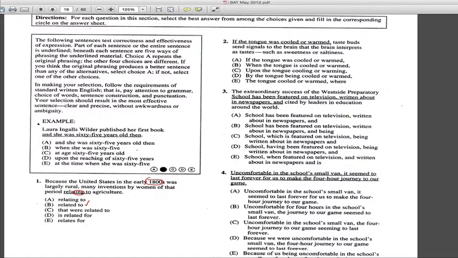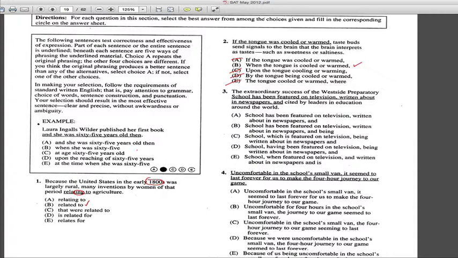If the tongue was cooled or warmed, taste buds send signals to the brain, such as sweetness. So, when the tongue is cooled or warmed, comma, taste buds send. When does it send? When it's cold or when it's warmed. So I'd say even here, you don't say "upon". Cancel that out. That does not make sense, so the best option here is answer choice B. Let's go ahead and move on to the third one.